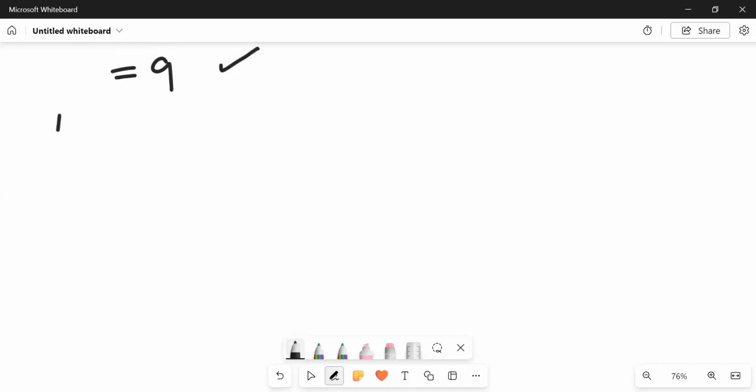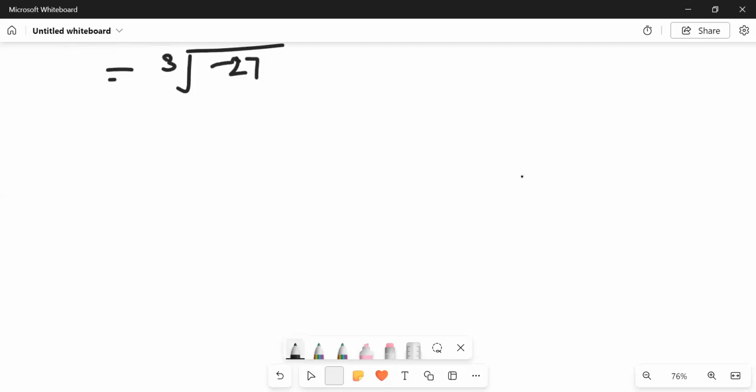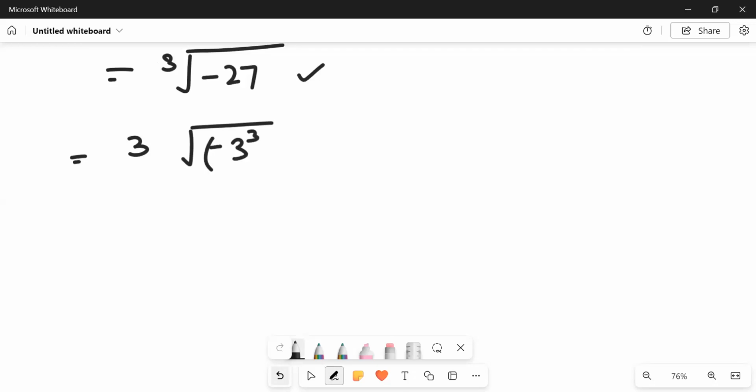Now in the B part, we have to write this number in the radical sign. That is minus 27 whole power 1 over 3. So the radical sign is 3 here and minus 27. This is the first answer, and for the second answer we have to solve this. So this is 3 and 3 power 3. The 3 can be cancelled with this 3 and the answer will be minus 3.